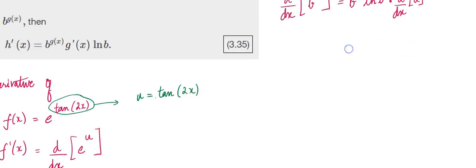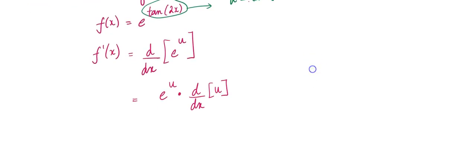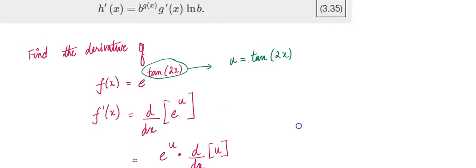So let's come down here. All right. So e power u is e power tan 2x. So that's straightforward. Now we need to find the derivative of this u. So we come back here and we say, what is du over dx? The derivative of u with respect to x is, you need to find the derivative of tan. Well, the derivative of tan is secant squared x.